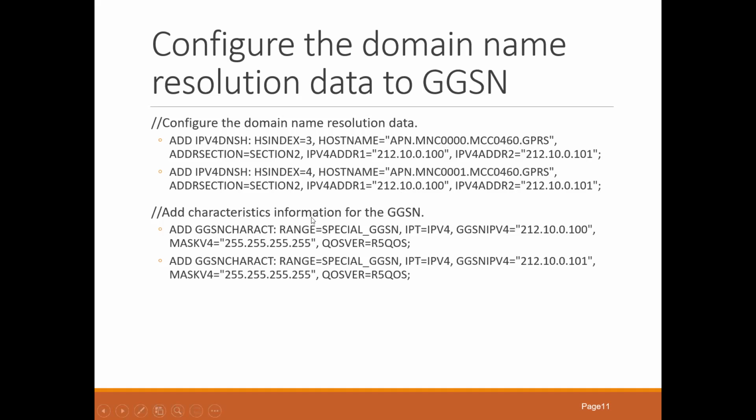This is a pretty simple command where basically you are identifying the IP address of the GGSN in the GGSN characteristic command. And if there is any specific characteristic that you need to add, you can add it in this. But plainly, what you are adding is the IP address, and this quality of service version is the default quality of service version.